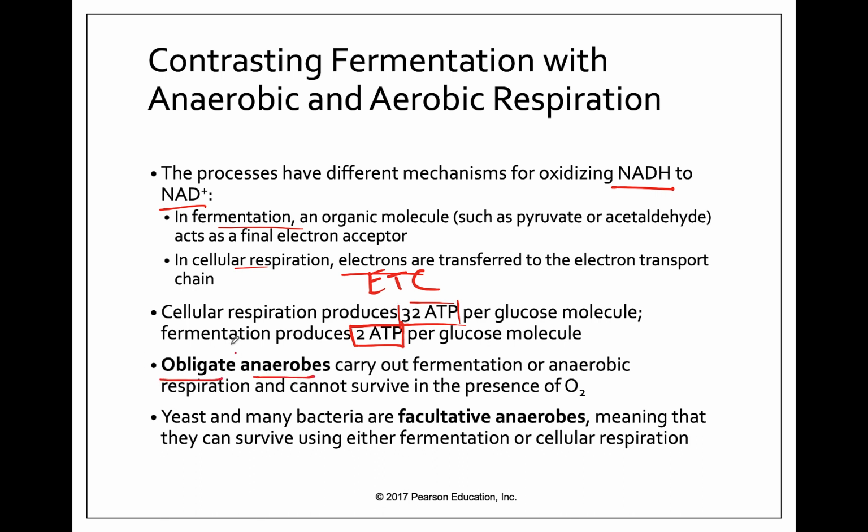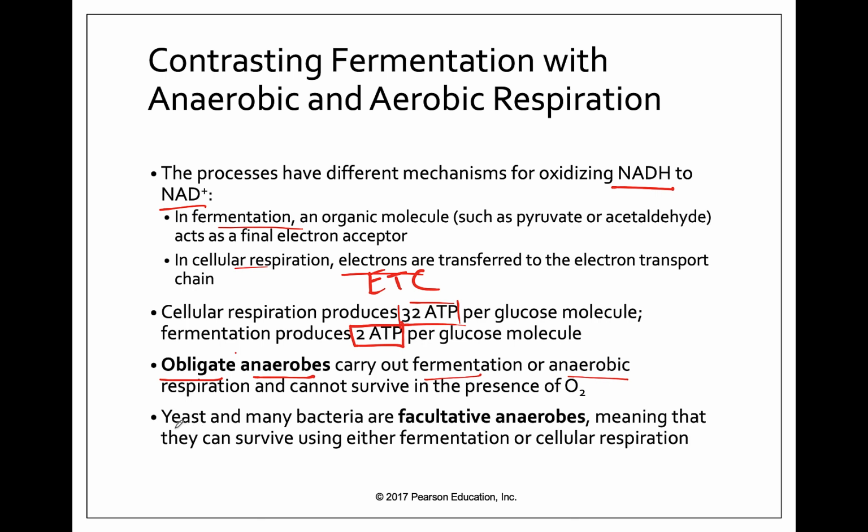Think about the word obligated. Obligated means you have to do it. So an obligate anaerobe is somebody who cannot survive in the presence of oxygen. So this is an organism that has to live with no oxygen. So these are always going to do either fermentation or anaerobic respiration. Sometimes they can do the whole respiration cycle and just use like sulfur instead of oxygen.